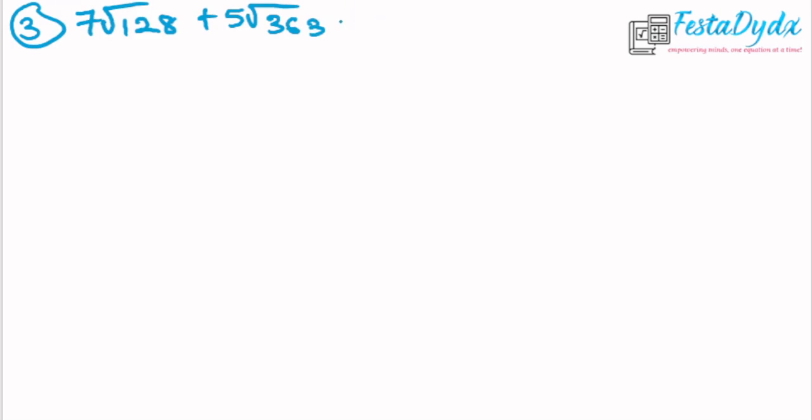Now let's go to number 3, which is the last question here. Number 3, we'll have 7 root 128 plus 5 root 363 minus 2 root 98 minus 2 root 972. So let's break this down to their simplest surd.